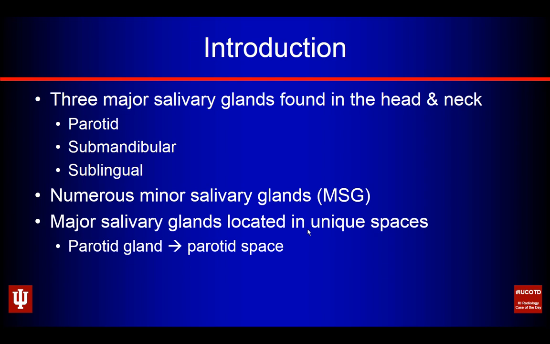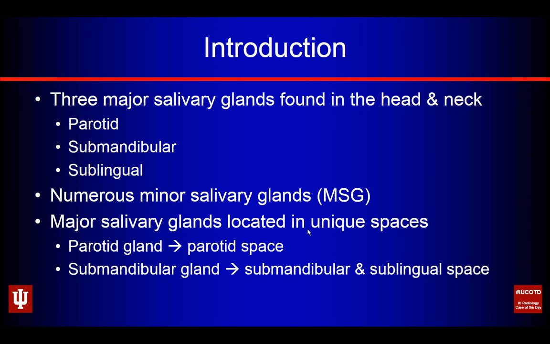Now, each of the major salivary glands are located in their own unique space or spaces. So the parotid gland is found within, as the name might imply, the parotid space. The submandibular gland, interestingly enough, is contained within the submandibular and sublingual spaces. It's predominantly within the submandibular space, but there's this small appendage that protrudes off the upper medial portion. We call it the uncinate. That sticks its head into the sublingual space, just right over the mylohyoid muscle. And then we have our sublingual gland, and that lives within the sublingual space, or sometimes people refer to it as the floor of mouth.